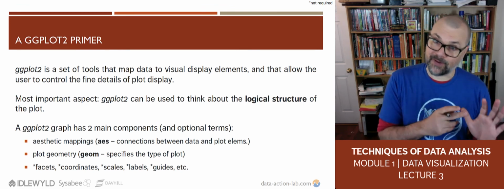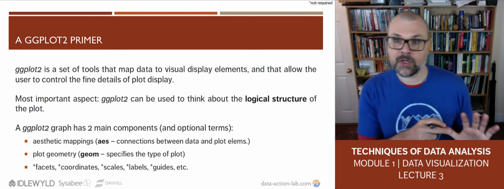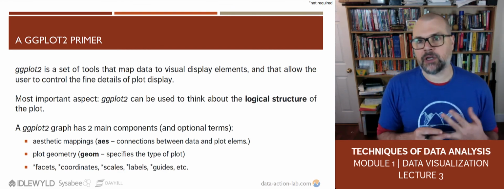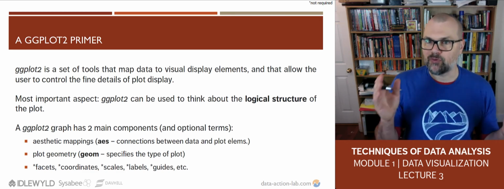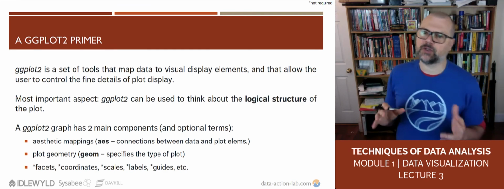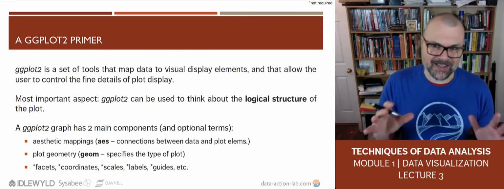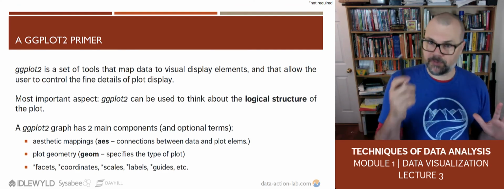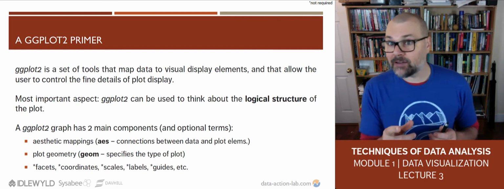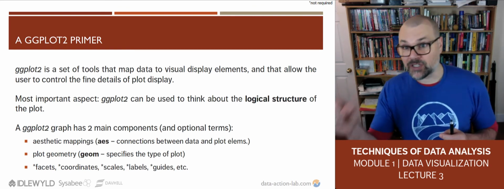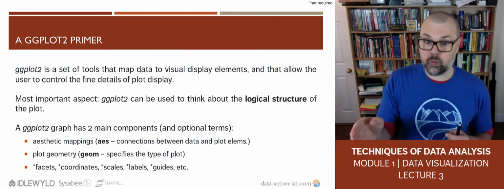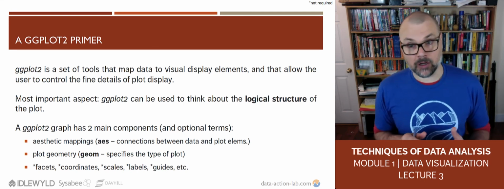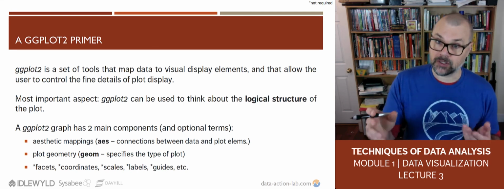There's other elements, the facets, which correspond to small multiples, how you want your coordinates to appear, the scales that you're going to be using, the labels that you're going to be using, the guides that you're going to be using, and so forth. You can use themes. There's a lot of other things you can do with it. But at its most basic, you will have a ggplot call, which specifies the data set. Within that, you will have an aesthetic call, an AES, which explicitly maps the columns to the actual design elements, and a geom call, which chooses the type of chart.